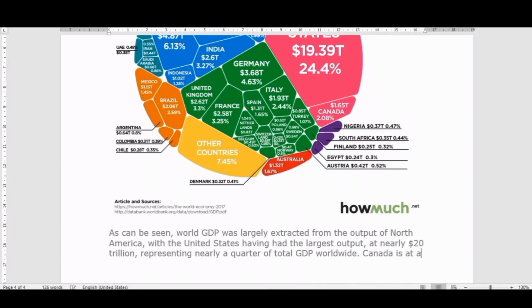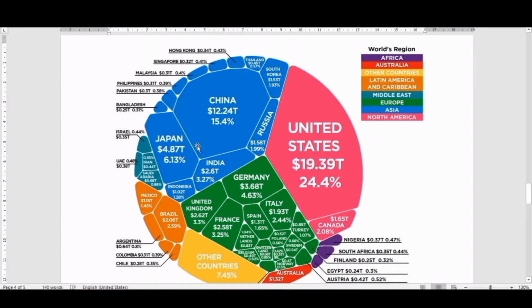And let's mention Canada in passing. Canada is at a distant second at only 2% of world GDP, or 1.65 trillion. And that's the end of it for the Americas. And then we'll now proceed to Asia.